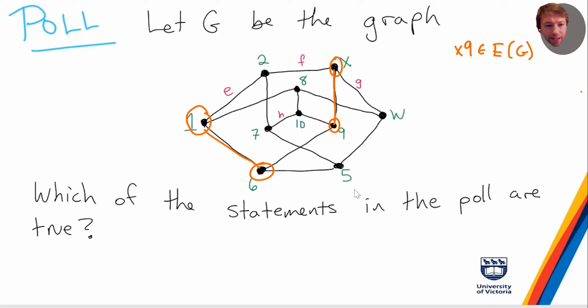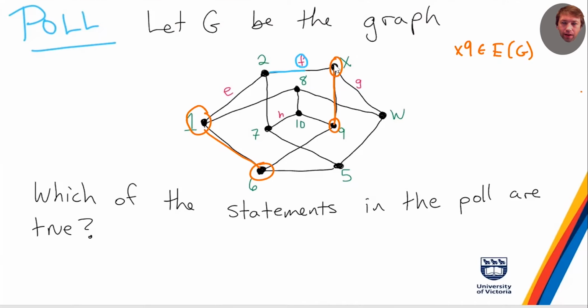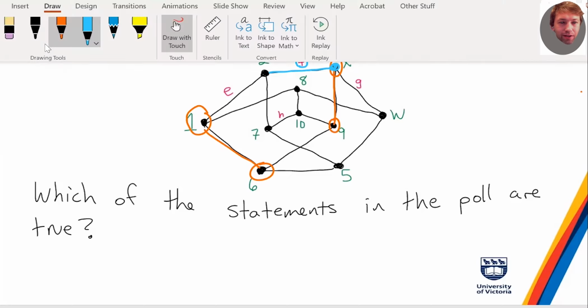F is incident to X. Yeah, that's true. F is an edge here, right? And it is, in fact, incident to X. So that's correct. 3 is in the vertex set of G. Well, if you just go through and look, hopefully it's clear what I was labeling as vertices. So 3 is not in the vertex set of G. There's a consensus there as well. So that's good. It's correct to say that 3 is not in V of G.